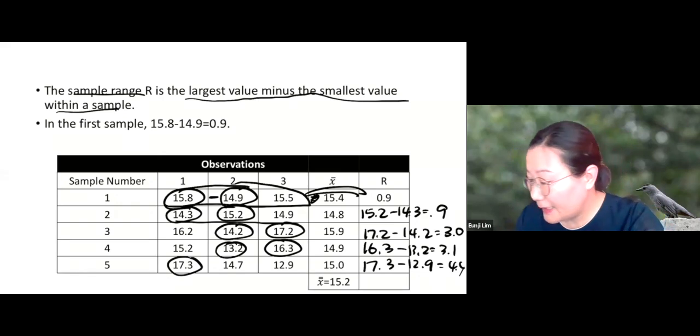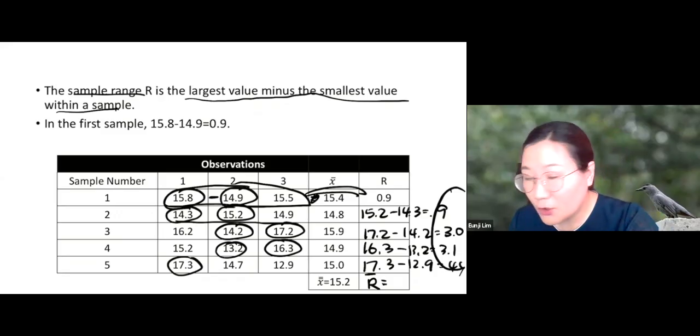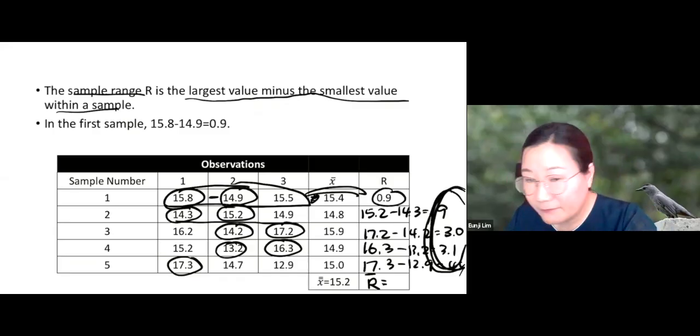After you find all the sample ranges, you have to average them. So this is called R bar. You add all the sample ranges, and then you're going to divide it by 5. You get 2.46.